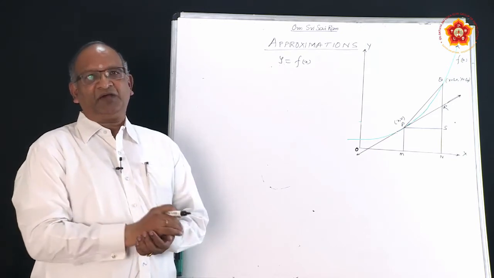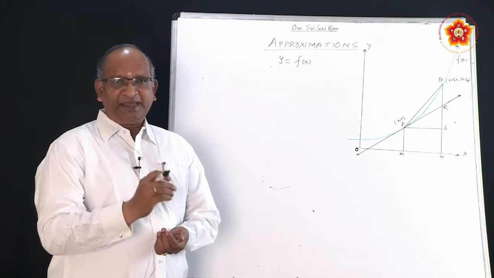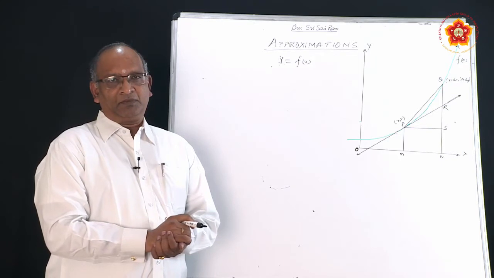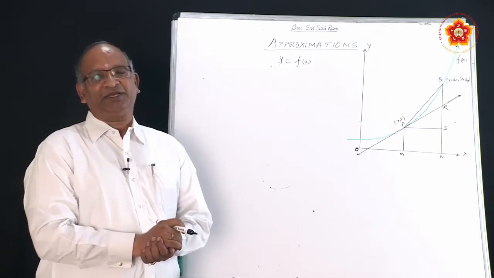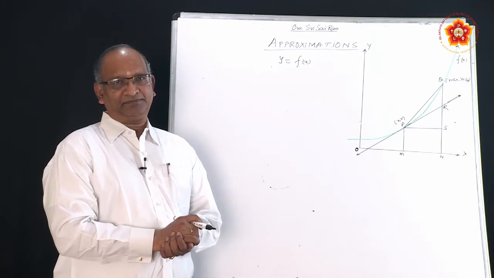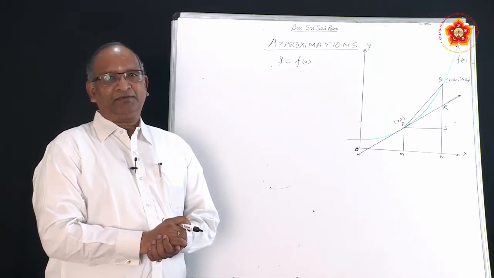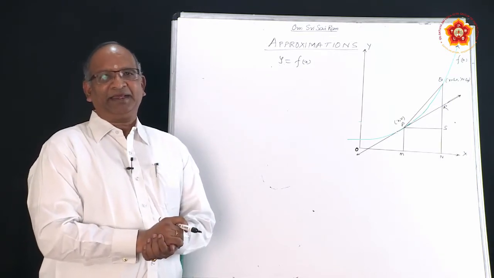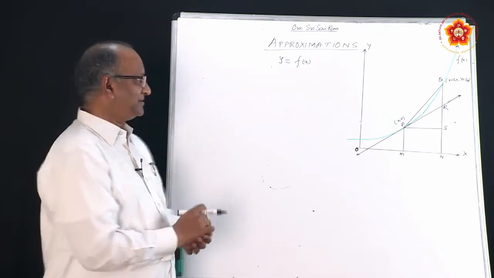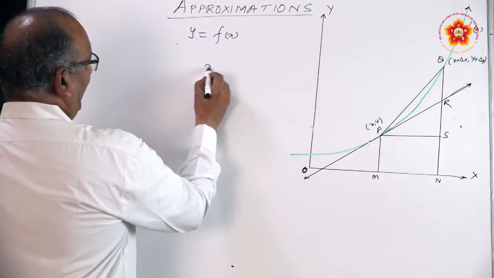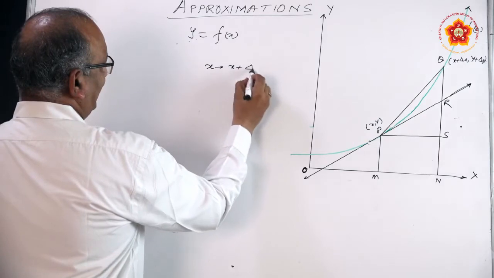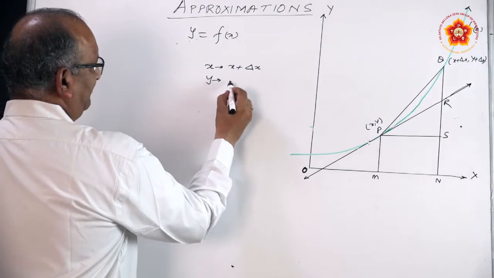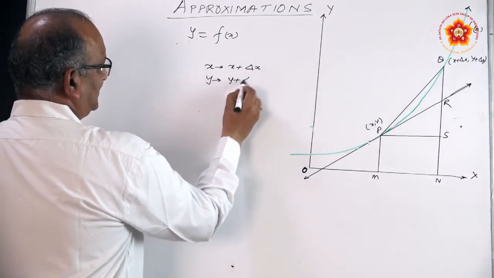In differentiation, we have studied that if we make a small change in the independent variable x, simultaneously there is a change in the dependent variable y. Let us say x has changed by a small factor called delta x. So, x became x plus delta x. Simultaneously, y, which is a dependent variable, becomes y plus delta y.